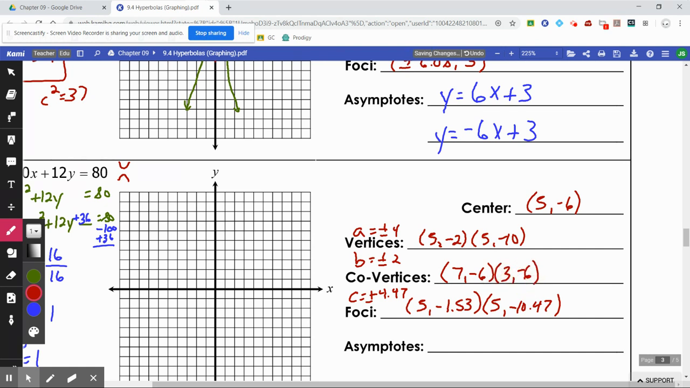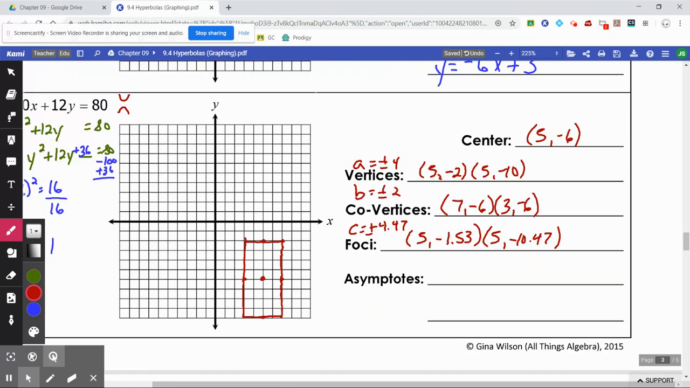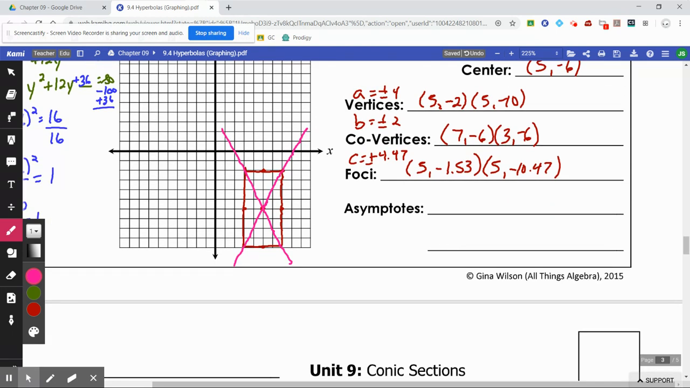Let's plot all of those and draw our box. And there's your box with your center there in the middle. Then you connect the corners to draw your asymptote lines. There are your two asymptote lines. We can go ahead and find the equation if you'd like. That's going to be y equals. The slope is going to be 4 over 2, which again can be found here. So that's going to be y equals 2x and negative 2x will be your two slopes.